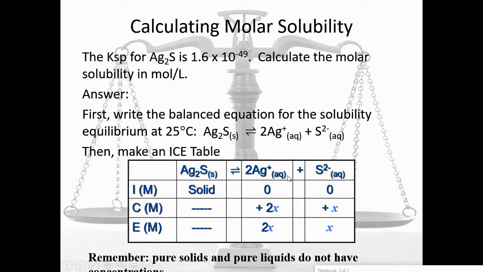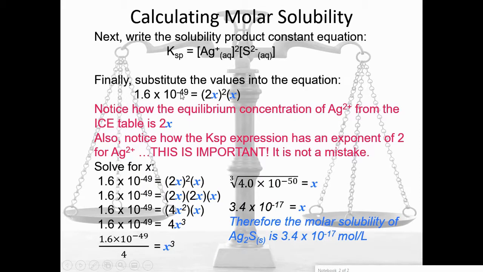It's a stoichiometric ratio. The KSP expression is completely different. The exponent here is based on the balanced chemical equation from before, but it's how the KSP value was determined. So you need to have this exponent there.